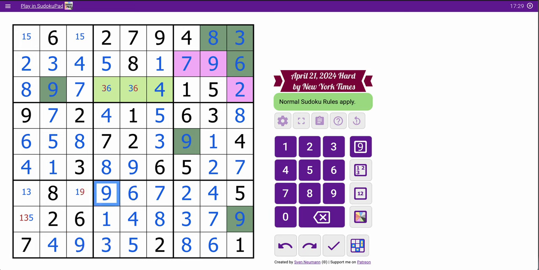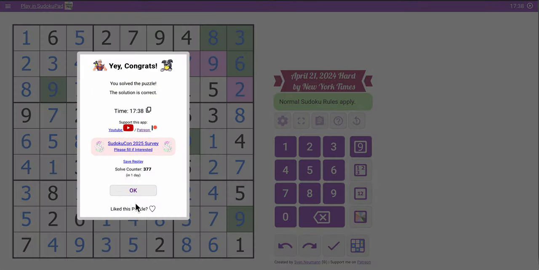3, 6, 9 are placed in box 8. Places 1, 3, 5, places 1, 5, places 6 and 3, and we're done this time in 17 and a half minutes. Cool.